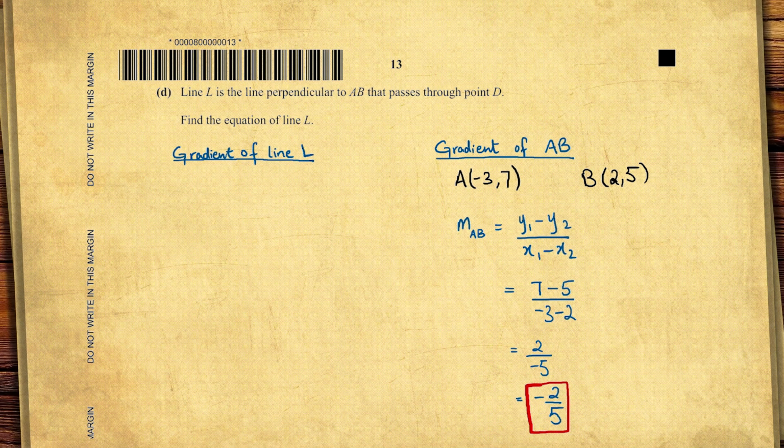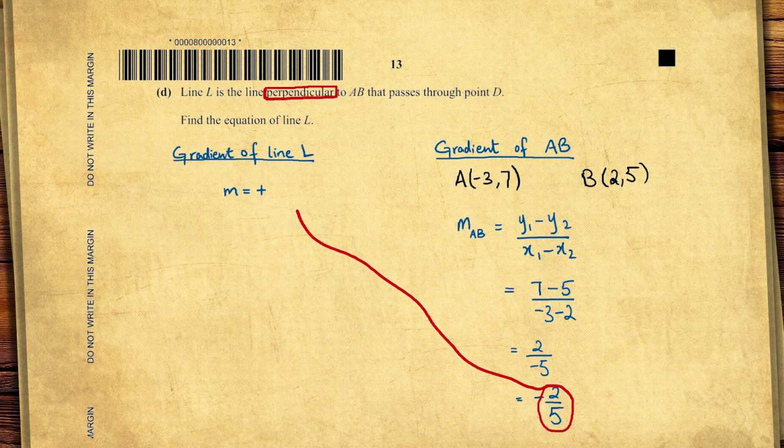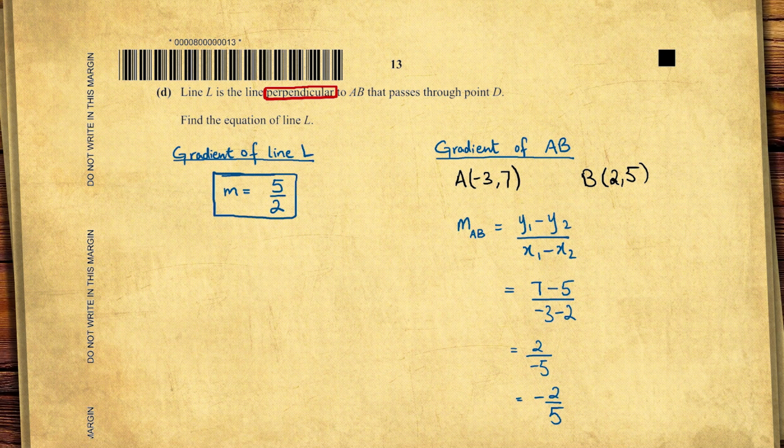Now we can find the gradient of the line L. Line L is perpendicular to AB. So the gradient of line L will be the negative reciprocal of the gradient of AB. So we will first change the sign. Gradient of AB is negative, so the gradient of line L will be positive. And for reciprocal, the gradient of AB is 2/5, so the gradient of line L will be the reciprocal of that, 5/2. And so we have the gradient of line L 5/2.